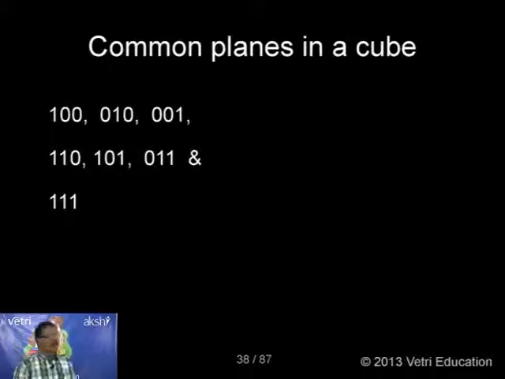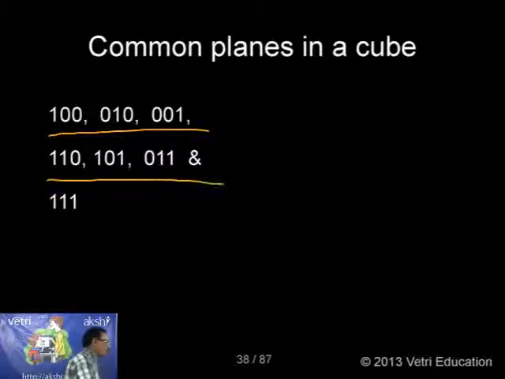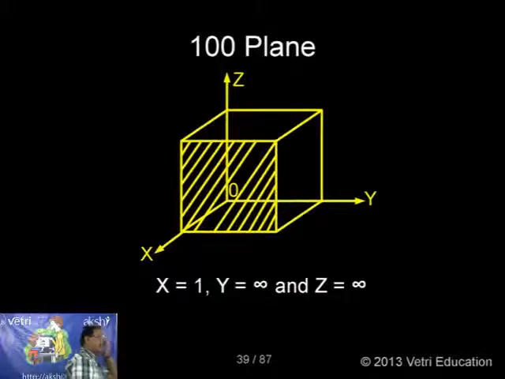Now, what are the common planes observed in the simple cubic lattice? Number one, type 1: 100 plane, 010 plane, 001 plane. Type 2: 110 plane, 101 plane, 011 plane. And type 3: 111 plane. These are commonly observed. So let me show you the corresponding diagram.